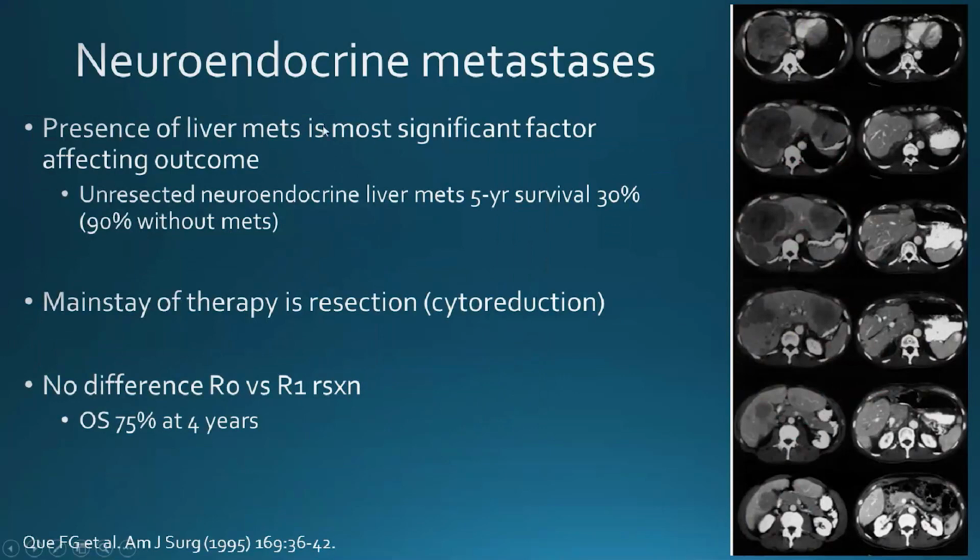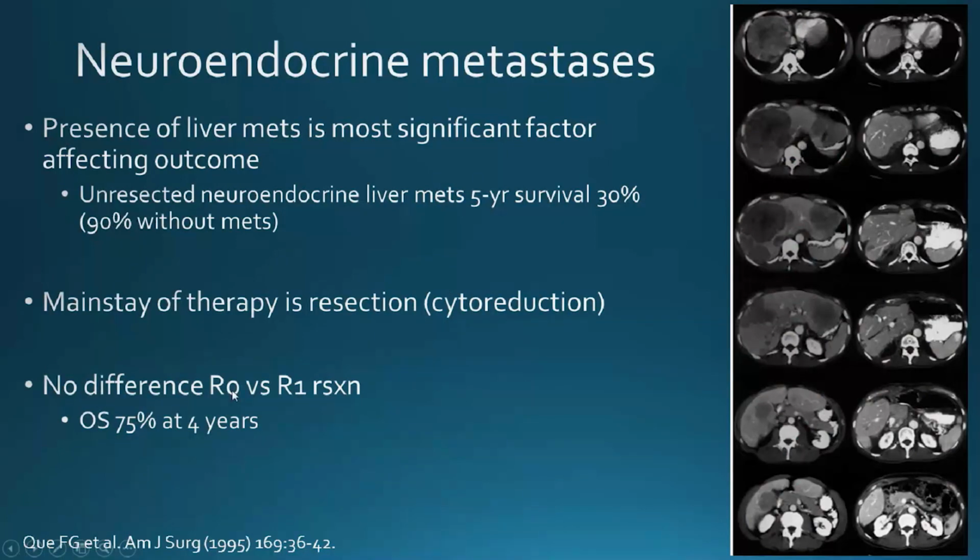So presence of liver mets is the most significant factor affecting the outcome, because as we showed, with unresected neuroendocrine liver mets, 5-year survival is 30% and 90% without mets. So if we don't have liver involvement, 90% of these patients can survive 5 years, but liver involvement decreases survival if we don't do anything else for the liver, like resection or transplant. Mainstay of therapy is resection or cytoreduction therapy, because most of the time we cannot resect all the tumors.